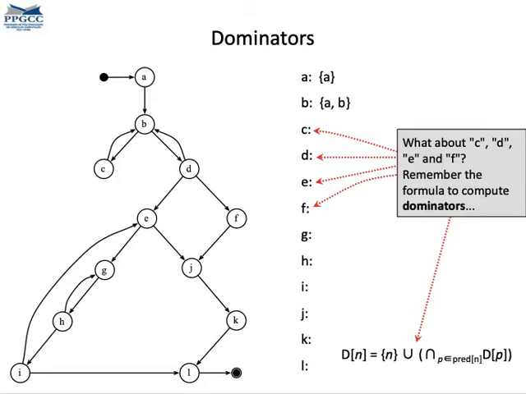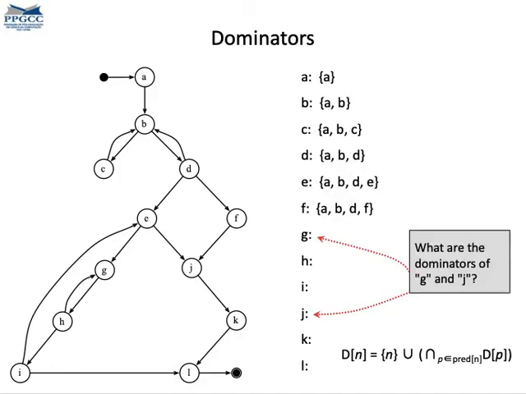At this point, would you like to answer the question in the gray box? Again, you can stop the video to do it. Before we move on, I recommend you to stop the video again and make sure that you understand how we've computed the dominators of C, D, E, and F. Now try to think about the dominators of G and J. What are they?